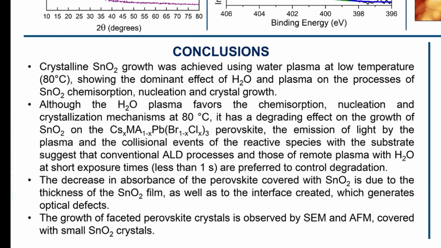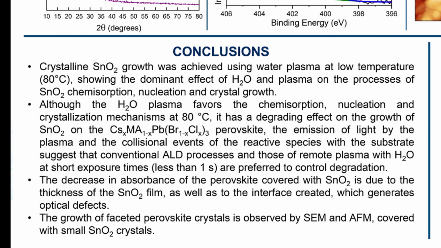The conclusions of this work are: crystalline tin dioxide growth was achieved using water plasma at low temperature, showing the dominant effect of the water and plasma on the processes of tin dioxide chemisorption, nucleation, and crystal growth. Although the water plasma favors the chemisorption, nucleation, and crystallization mechanisms at 80 degrees Celsius, it has a degrading effect on the growth of tin dioxide on the perovskite.